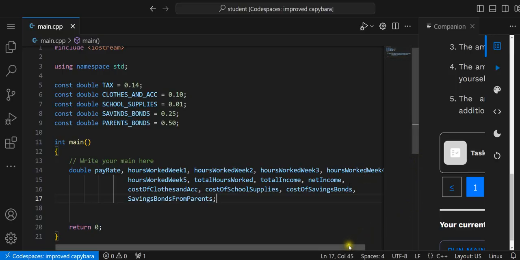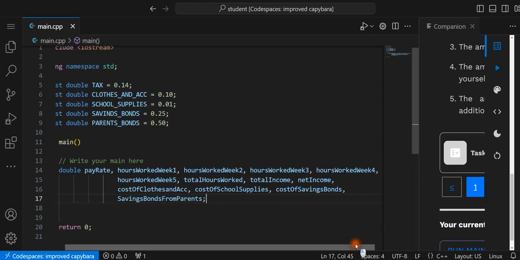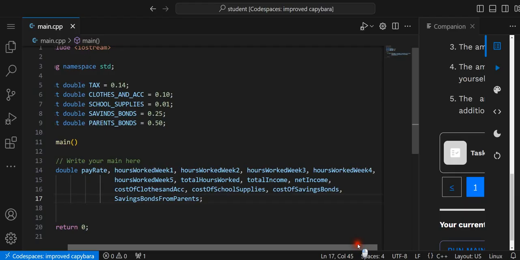This one's a little bit too far out, but I'll leave it there. Hours worked week 1, week 2, week 3, week 4, week 5. Total hours worked, total income, net income, cost of clothes and accessories. Found one. Cost of school supplies. Cost of savings bonds from parents. Right, so those are good to go.